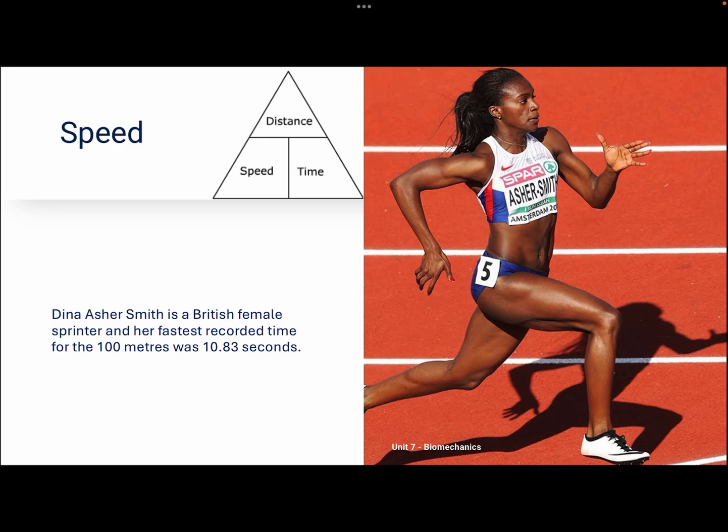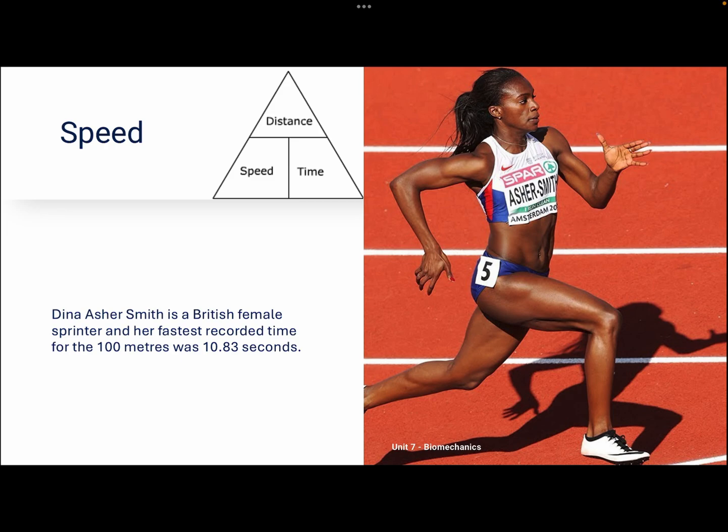Speed is the ability to move all parts of the body as quickly as possible. It also refers to how quickly a distance can be covered. Speed is measured in meters per second and is represented as S in equations. Dina Asher-Smith is a British female sprinter, and her fastest record time for the 100 metres was 10.83 seconds. The equation for calculating speed is distance divided by time, and it is represented like this in an equation triangle. Distance is represented with a D and time is represented with a T.